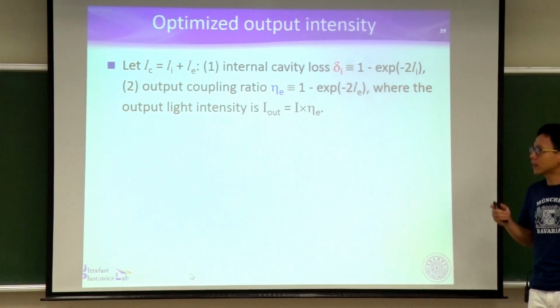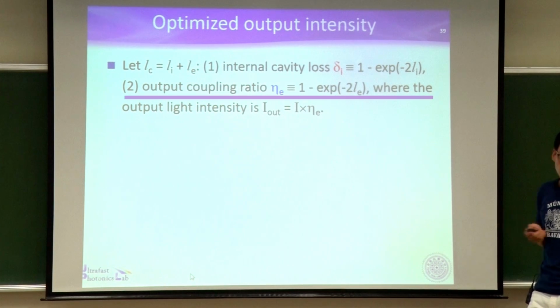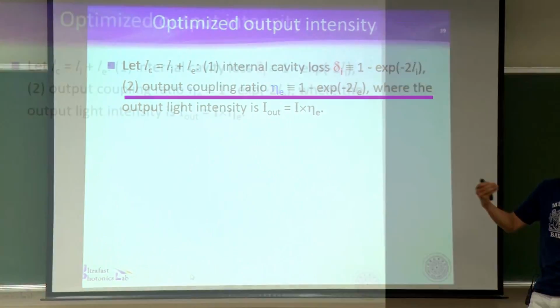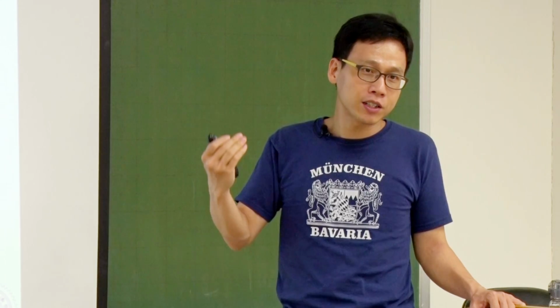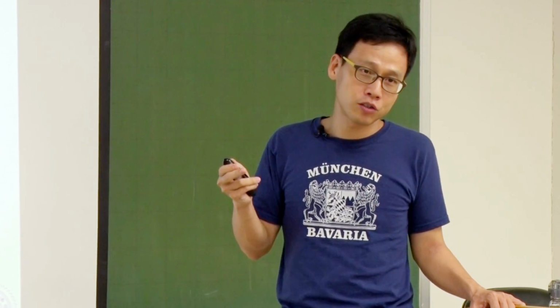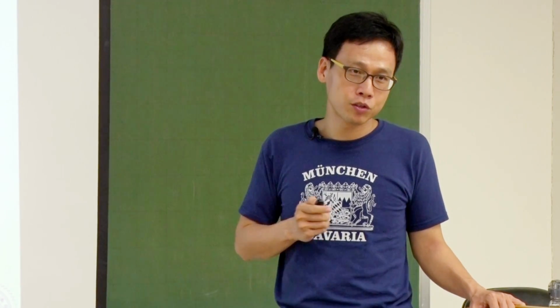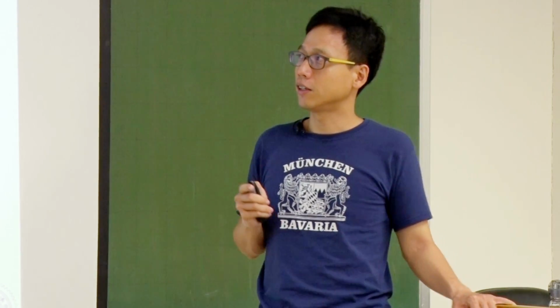But secondly, we have the output coupling ratio, eta sub E, which is related to the loss coefficient L sub E by this formula. Very similar to the previous one. If you have bigger LE, this number is close to 0 and eta is close to 1. That means 100% output coupling. The partial reflector of the cavity has a large transmission. So actually we have two parameters in this case.